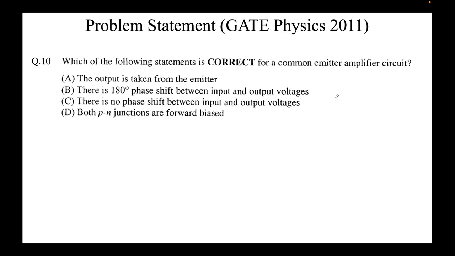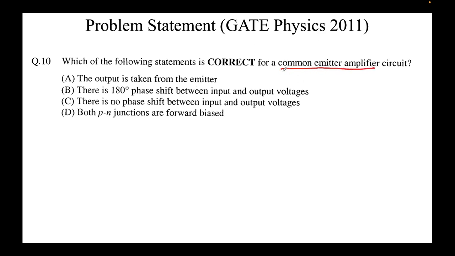Right, so I just touched upon the BJTs over here. This is a question from like 10-12 years ago. The question asks which of the following statements is correct for a common emitter amplifier circuit. So I'll talk about these terms in more detail.